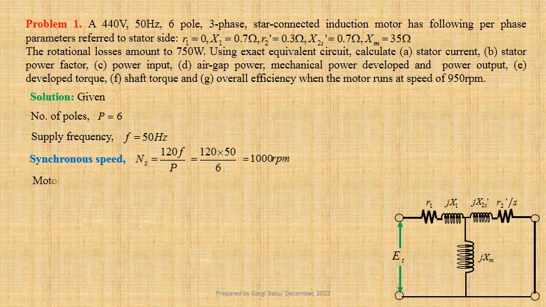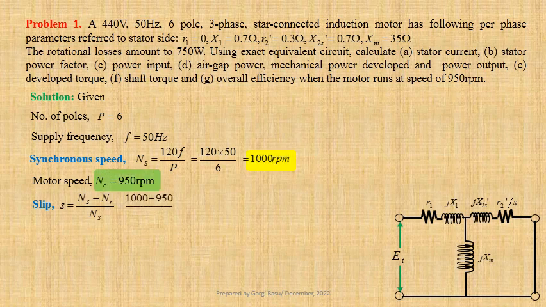Given motor speed Nr equals 950 revolutions per minute. Expression for slip S equals Ns minus Nr divided by Ns. Using values we get 1000 minus 950 divided by 1000, that gives us 0.05 per unit.